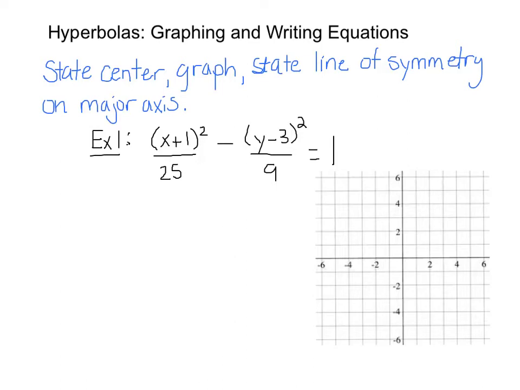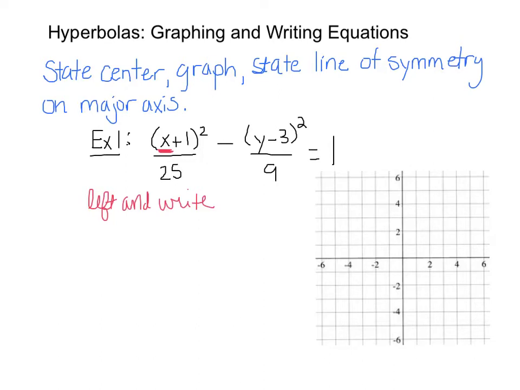We have (x plus 1) quantity squared over 25 minus (y minus 3) quantity squared over 9. Okay, so the first thing that I want you to recognize is that this is going to be a horizontal hyperbola, meaning it is opening with the x-axis. So it's going to be opening left and right. And we know this because the leading variable is an x value. If the leading variable was a y value, then it would be opening up and down. So that's the first thing that we know.